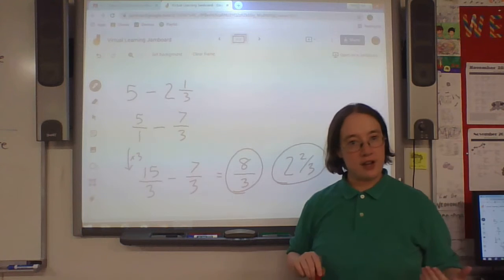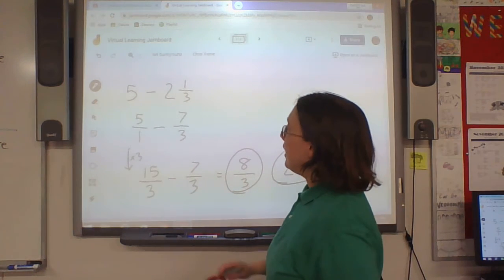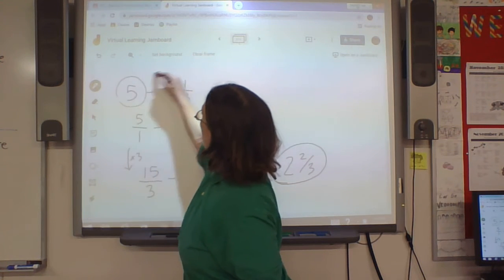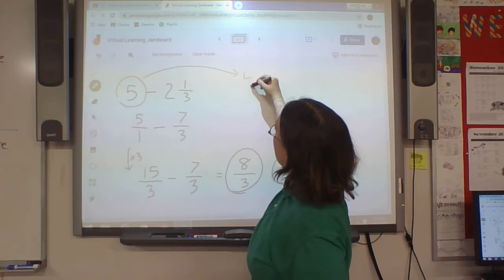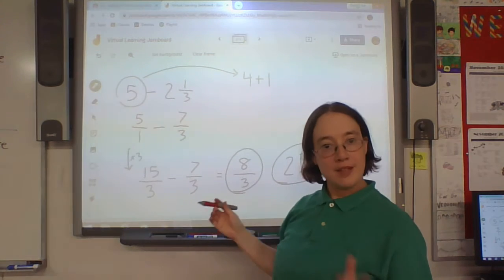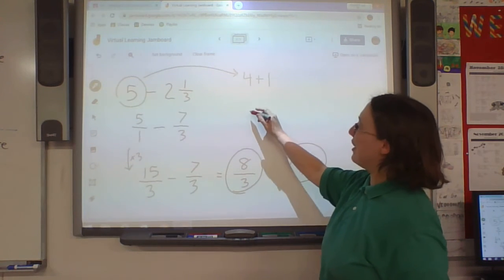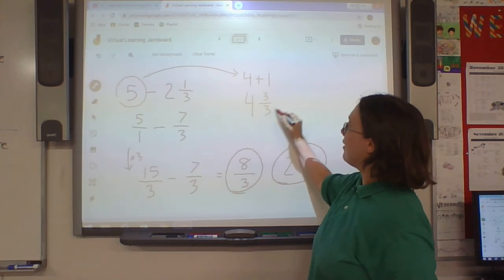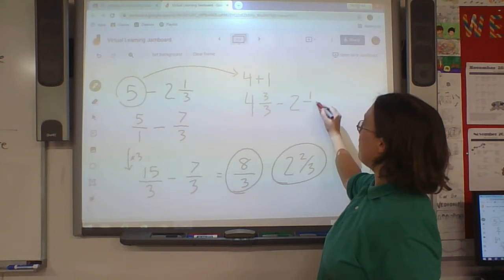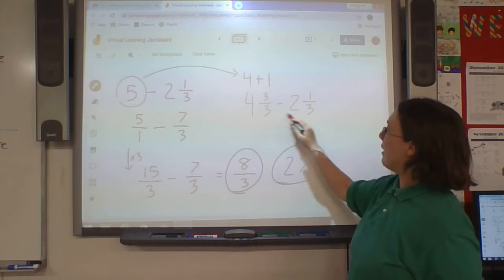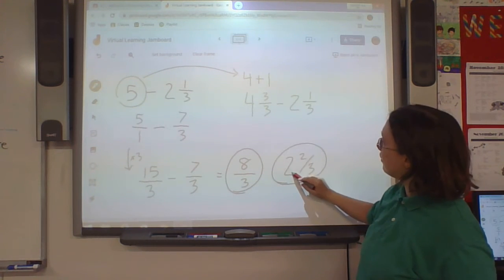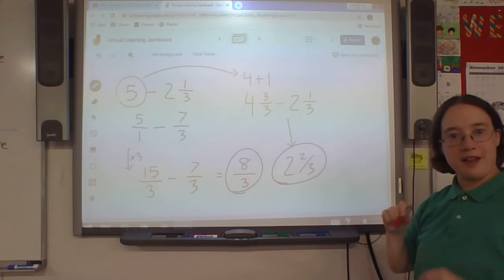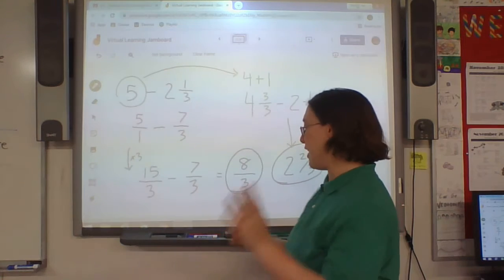Now, that's one way to do that. The other thing you could do is we could say that instead of 5, we're going to call that 4 plus 1. Why? Because then we can take that 1 and turn it into 3/3. So now we got 4 3/3 minus 2 1/3. And 4 minus 2 is 2. 3 minus 1 is 2. And that'll get you right to this. So that's another way to do that. So 2 different ways we can do that.